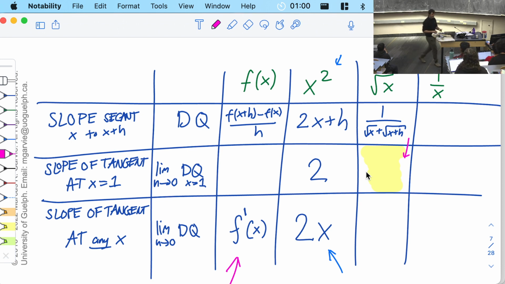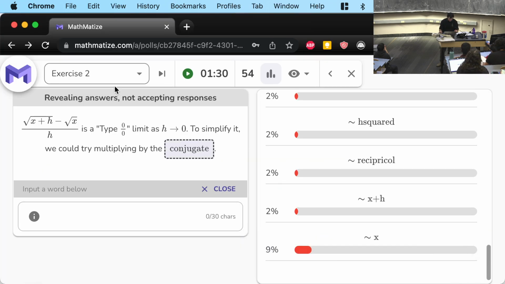Okay, so what is the slope of the tangent line to the function square root of x at x equals 1? That is the value that is going to go in this box. It's the analog. Before, the slope was 2 for x squared. What is the slope for square root of x? And in Math 1030, I would like you to answer.